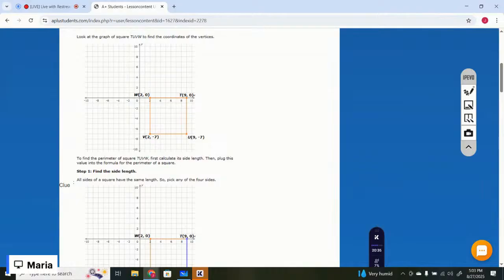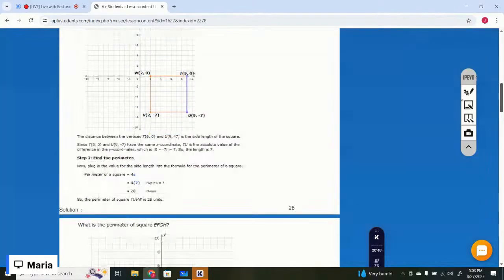So the side lengths are 7, because that is a square. A square has all four sides equal in measurement. So you have to do 4 times 7. 4 times 7 is 28. So for this square, the perimeter is 28.